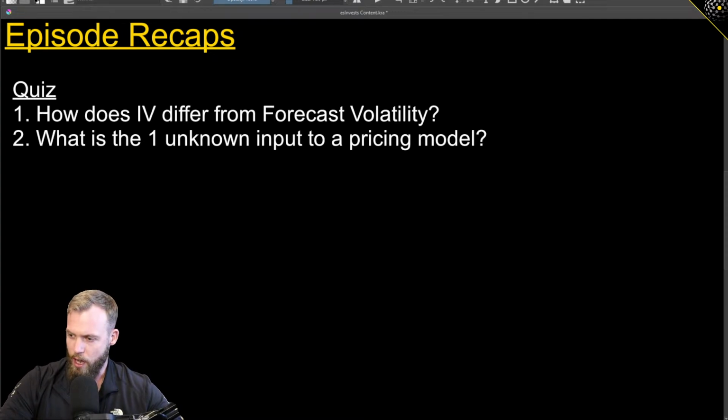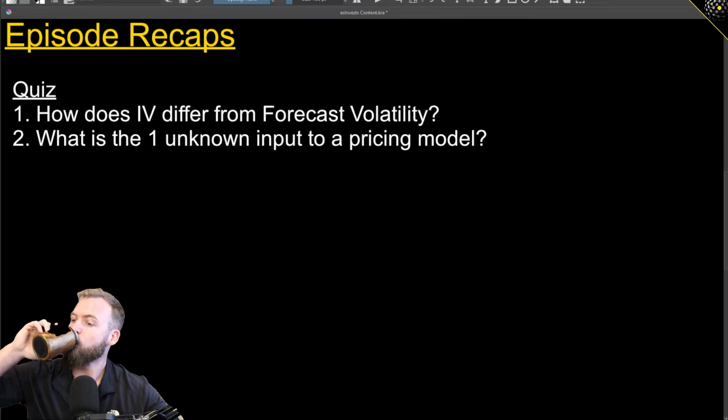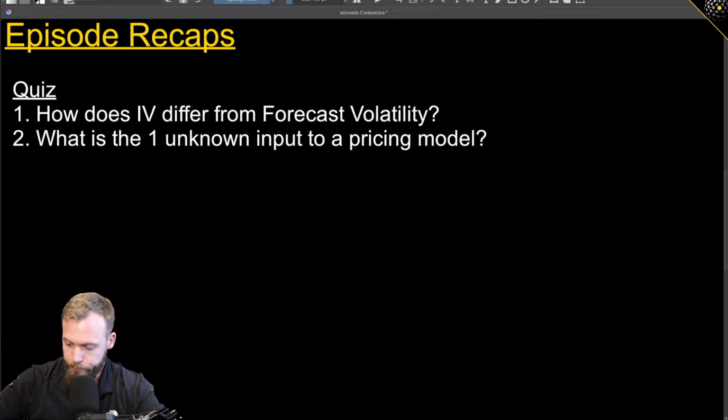Reese says IV is implied by option pricing. Okay. So James says IV is the market's priced-in vol. Okay, good. Those are both correct. So then how does that differ from forecast? James says forecast is what is expected to move based on previous moves. Good guess, but no. Any other guesses?